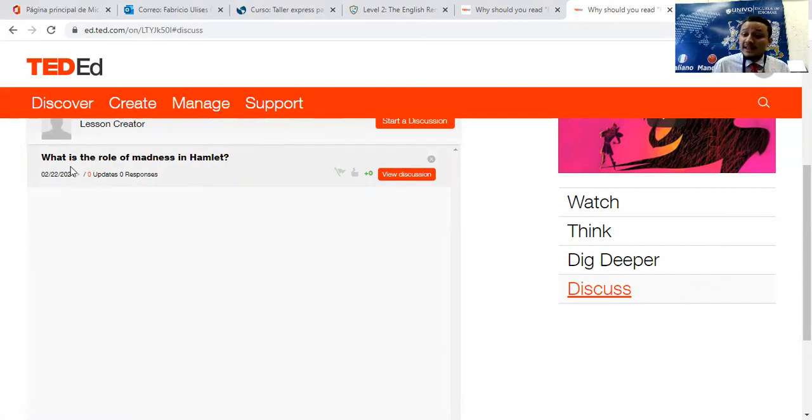If you don't know what madness is, go and look for it. If you don't know the connection, go and look for it. Because if you have the resources, go and use the internet, guys. If you don't know what this is talking about, go and read.